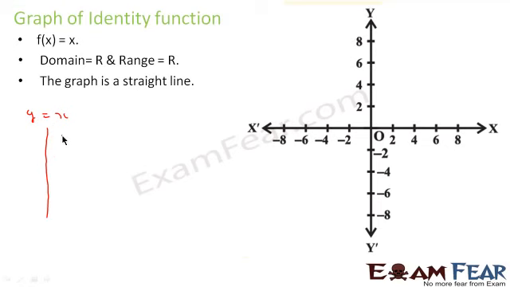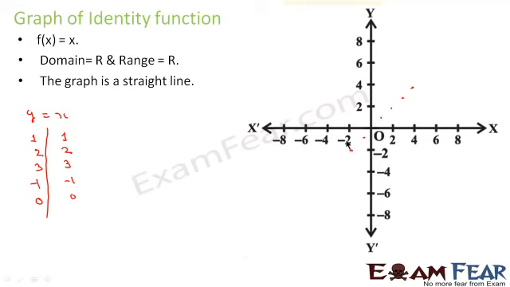For x is equal to 1, y is equal to 1. For x is equal to 2, y is equal to 2. For x is equal to 3, y is 3. For x is equal to minus 1, y is minus 1. For x is equal to 0, y is 0. Let us plot these values on the number line. x is 1, y is 1; x is 2, y is 2; x is 3, y is 3; x is 4, y is 4; x is minus 1, y is minus 1; x is minus 2, y is minus 2.